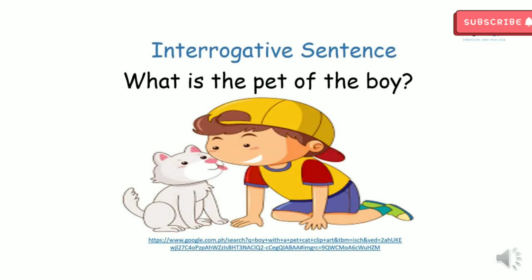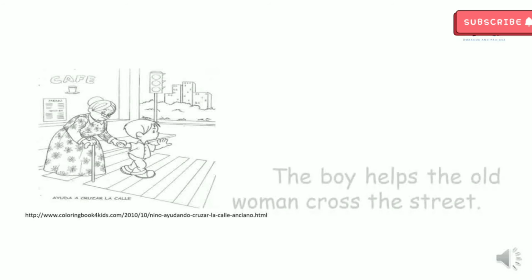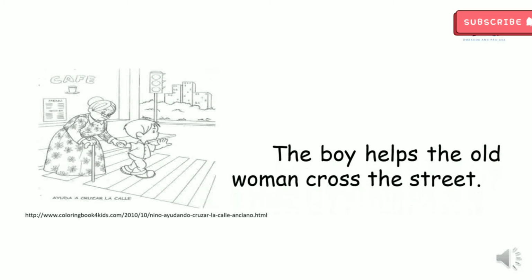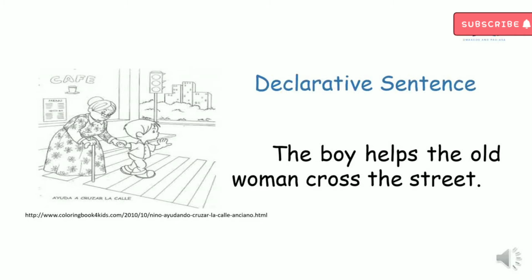Let's do a more difficult one. What can you say about this picture? Very good. The boy helps the old woman cross the street. What kind of sentence did we use to make a statement about the picture? If your answer is a declarative sentence, you are correct. The writer simply states what the boy did. If you are stating facts about someone or something, you are using a declarative statement or sentence.